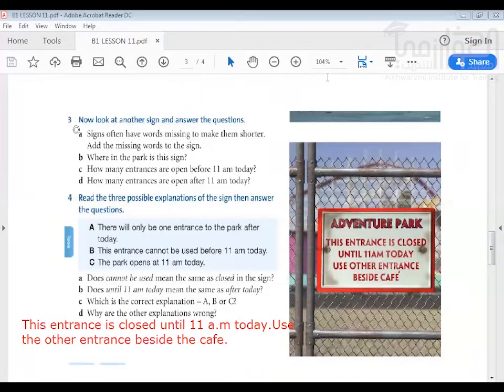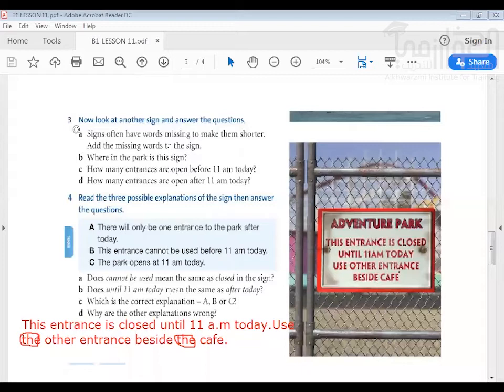And you can see that here we don't have these words. This is missing from the sign, and this is also missing from the sign. So this is how we write the full sentence. So normally signs write only a few words. Good. Okay, now where in the park is this sign?